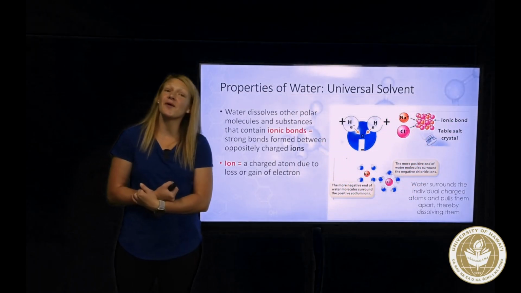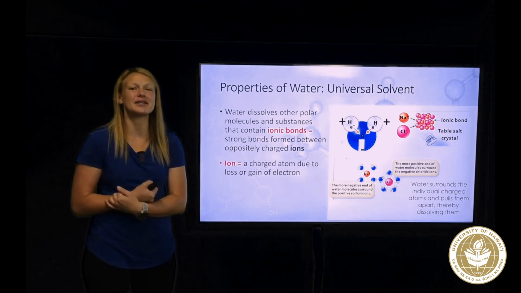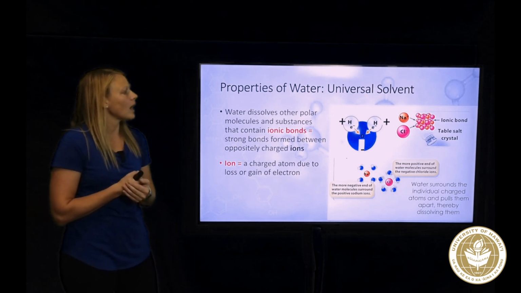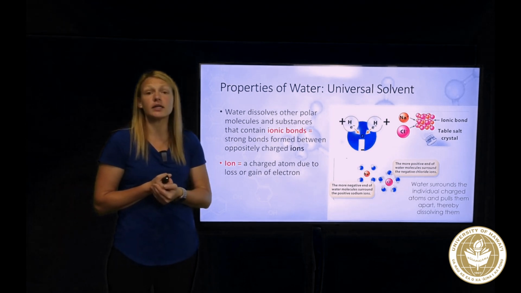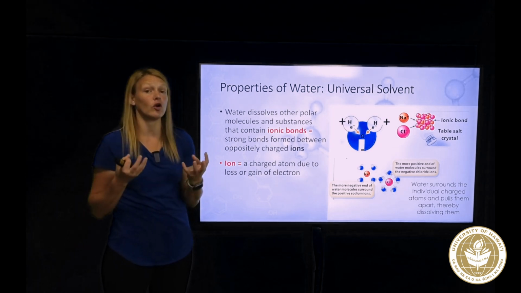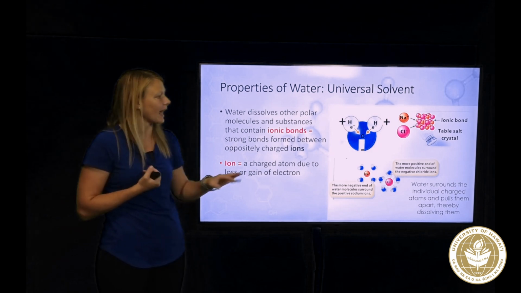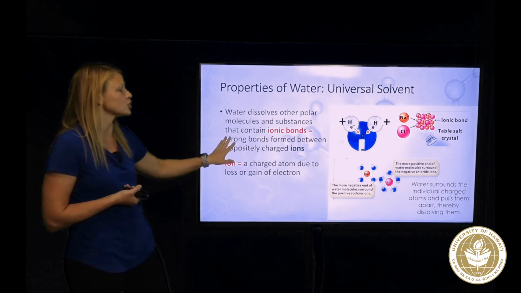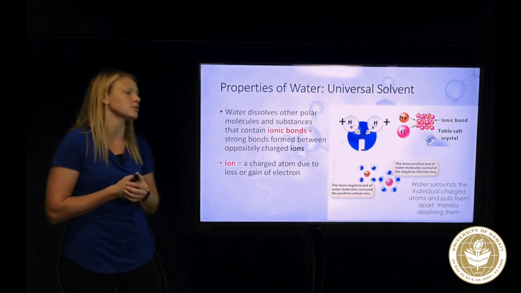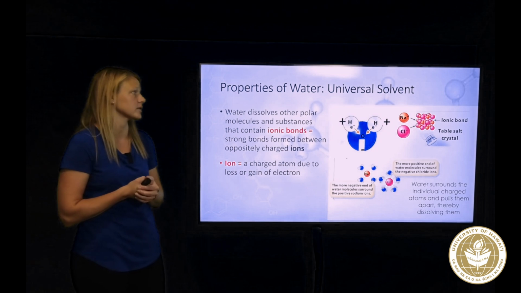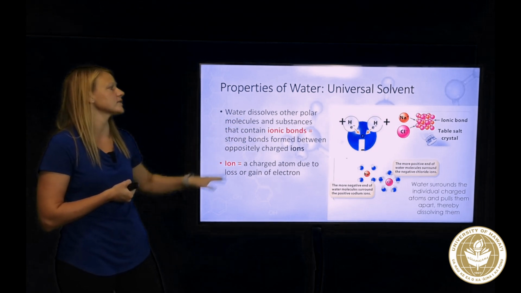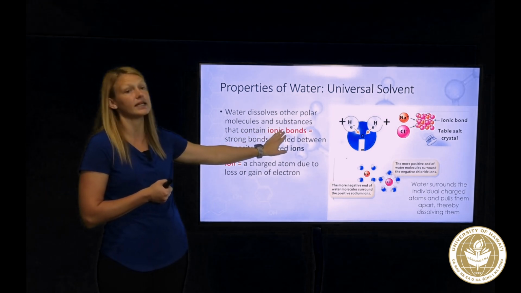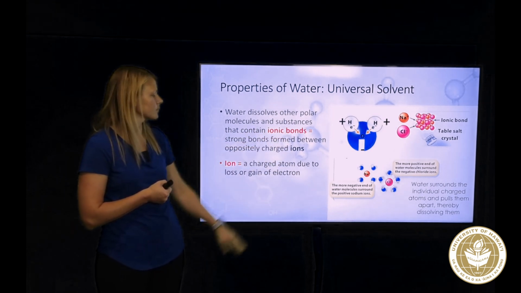So, looking a little more at water as a universal solvent, because I know I introduced a lot of terms there. I talked about the ionic bond between sodium and chloride in the last slide, but didn't give you the actual definition of an ionic bond. An ionic bond is a very strong bond that is formed between oppositely charged ions. So water is going to dissolve polar molecules and other substances that contain these ionic bonds.